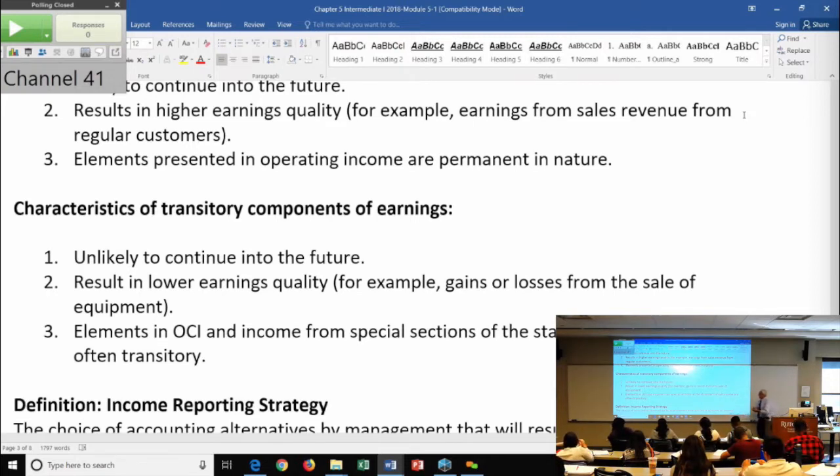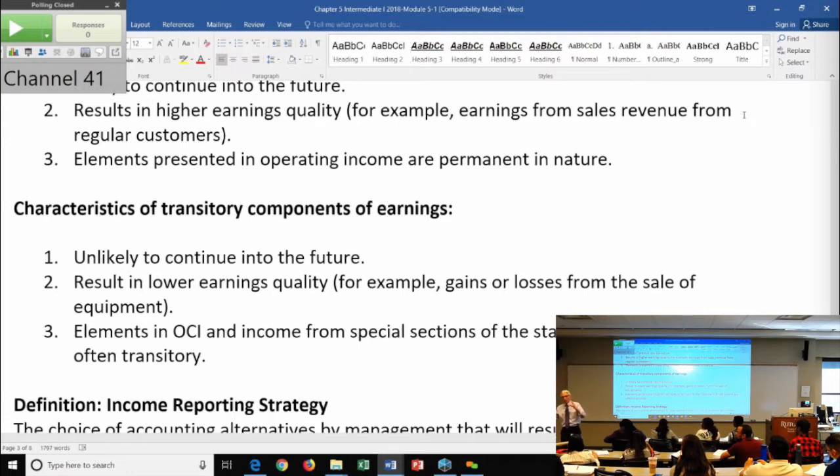So let's just assume that I'm going to ask you a question, and I'm going to say that I know that these transitory components have characteristics that are not necessarily going to lend themselves to a higher earnings quality. They're unlikely to continue in the future. They're of lower earnings quality, and they're elements in other comprehensive income and from other special sections of the income statement, which we'll see. So, Brigitte, Joel, can I ask you, why do we include these if they don't have the highest earnings quality? Why would you think we include them? Think about part of the conceptual framework. What characteristics would justify including that? What do you think?